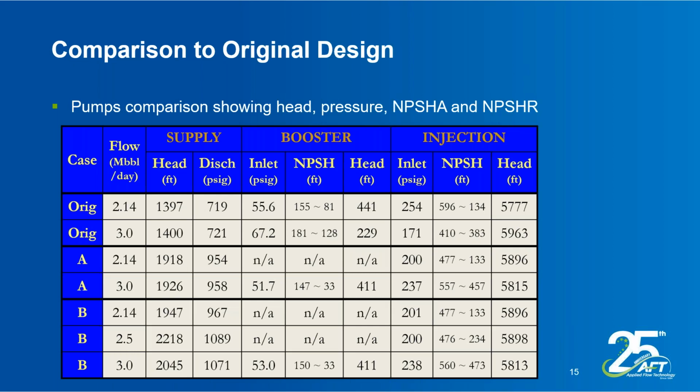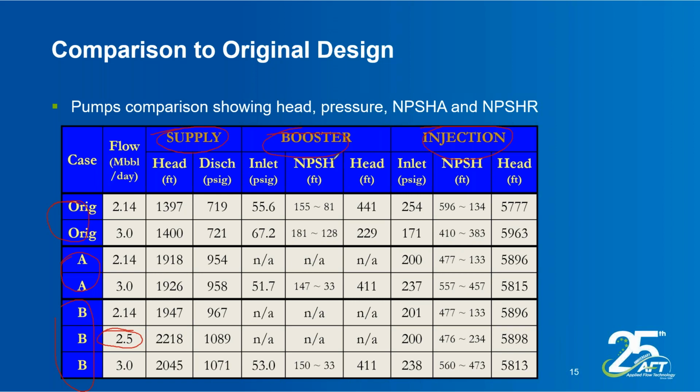This just goes to document what the comparisons were for the pump values in terms of pump head pressure and the NPSH to NPSH-R comparisons. And so we've got the supply pumps, booster pumps, and injection pumps. For the original case, that's the 64-inch diameter pipeline. Case A is the 60-inch pipeline, and case B is also the 60-inch pipeline, but including the additional built-in capacity of 2.5 million barrels per day.